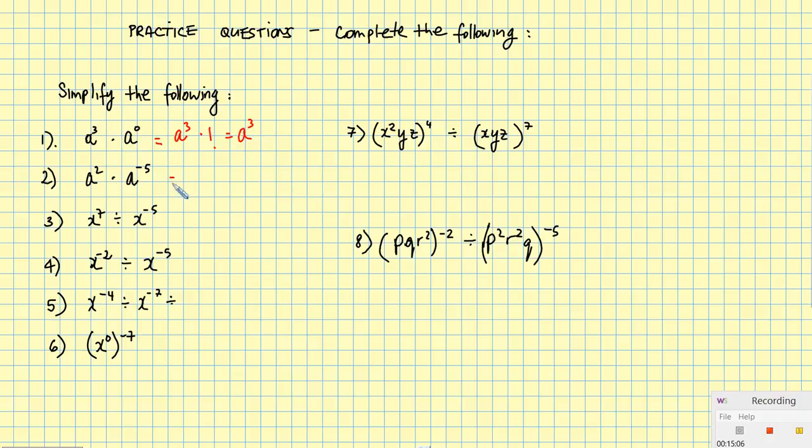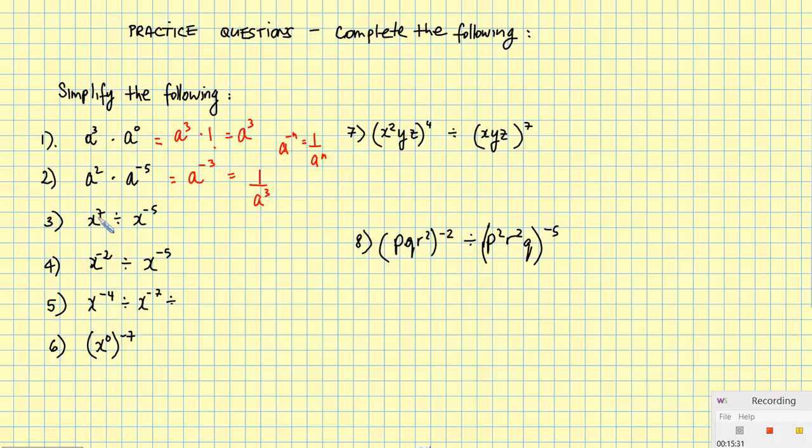If I have multiplication here, I've got a squared times a to the negative 5. I've got the same base, therefore I'm going to add together my exponents so that I have a to the negative 3. And when I turn that into a positive, I'm going to use this rule, a to the negative n equals 1 over a to the n, which becomes 1 over a cubed.